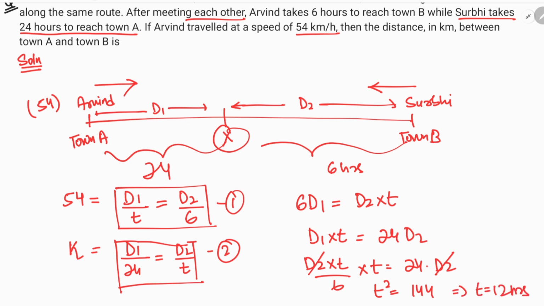So the time taken by Arvind to cover D1 distance is 12 hours, and he takes 6 hours to cover D2 distance. So the total time taken by Arvind to cover his journey from town A to town B is 18 hours. I know the speed of Arvind, and I simply calculate the distance from town A to town B by multiplying these two numbers, 18 into 54, and upon calculation this comes to 972.